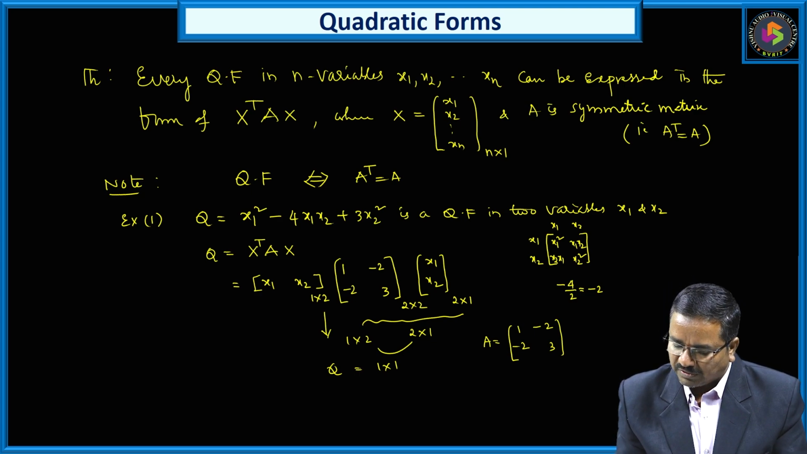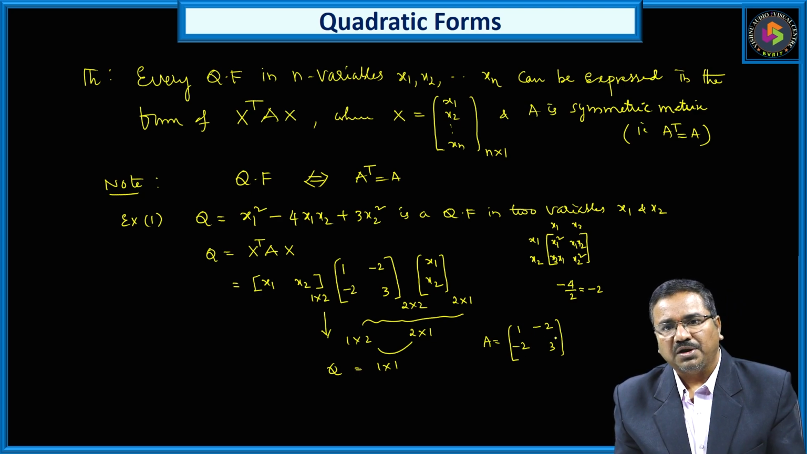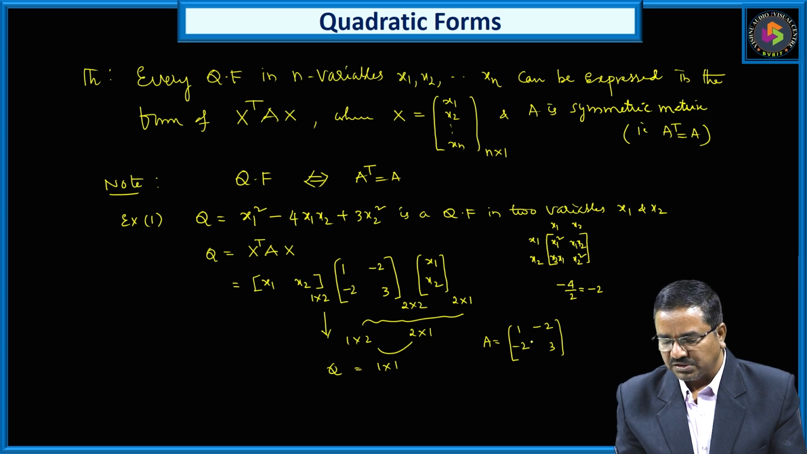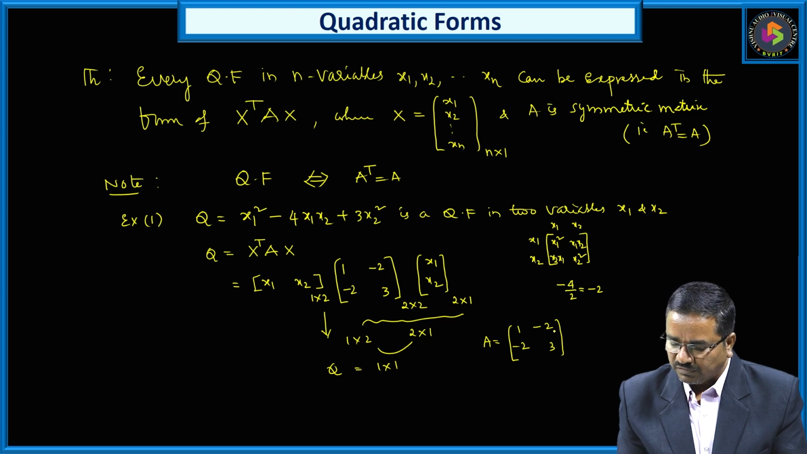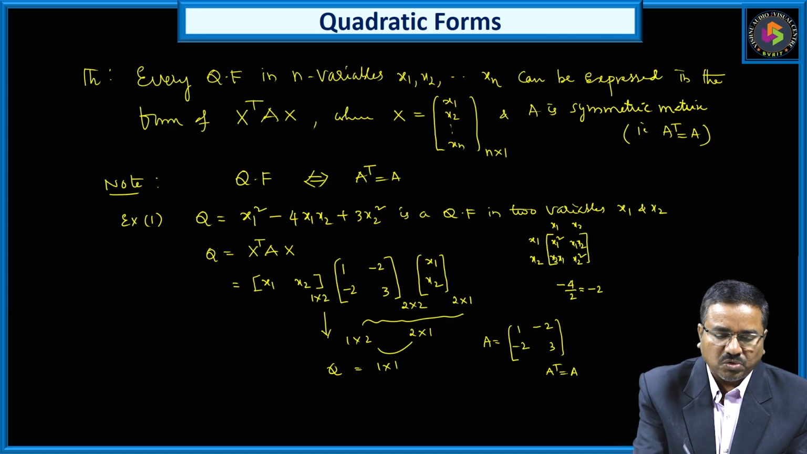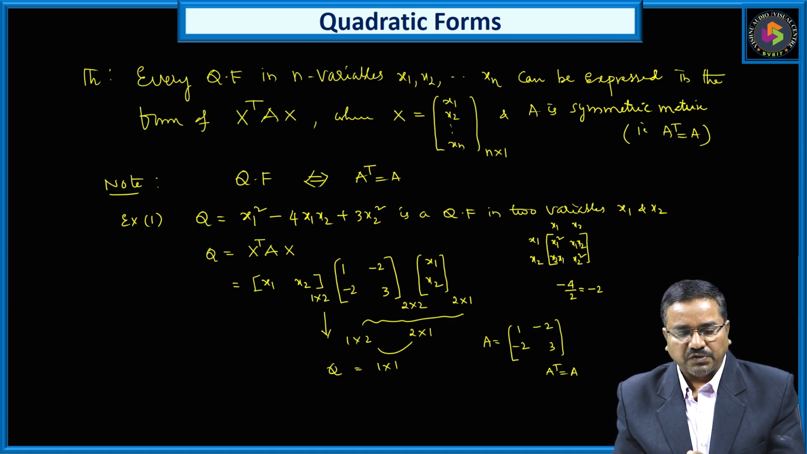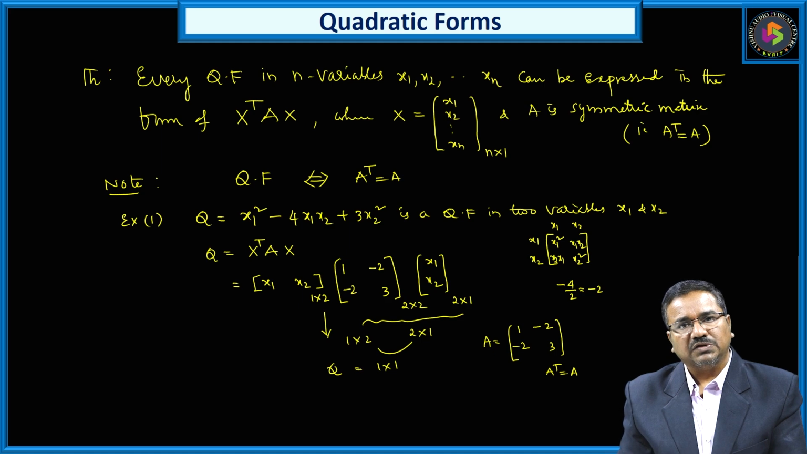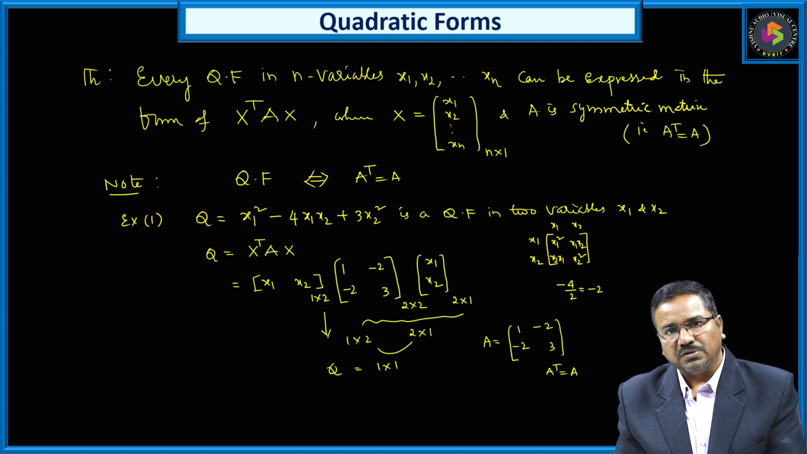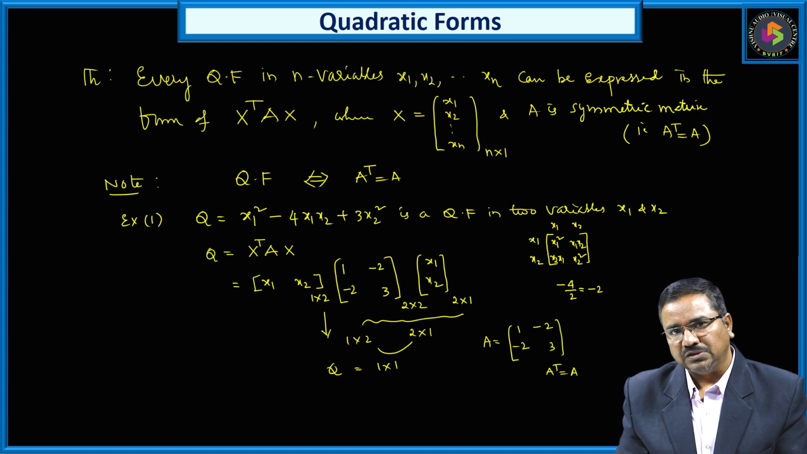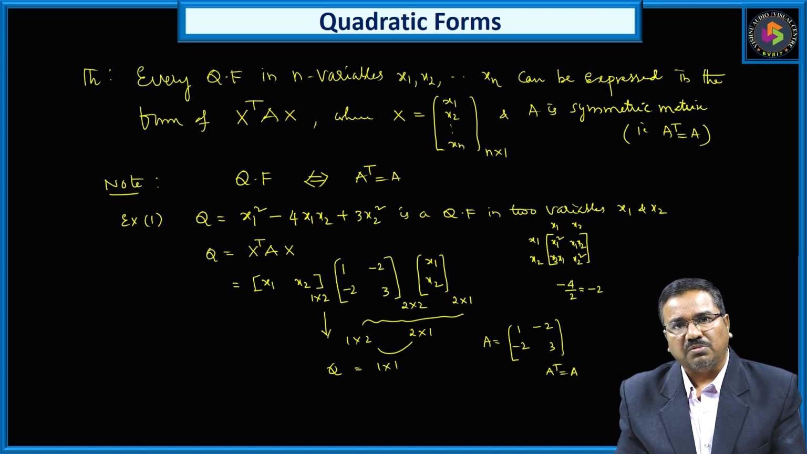Okay, so look at how to verify symmetry. The first row is identical with the first column. The second row is identical with the second column. So we can write it as A transpose is equal to A. From this note also, we can see that every quadratic form can be written in matrix form, and the matrix we get is a symmetric matrix. Every symmetric matrix can also be expressed as a quadratic form.